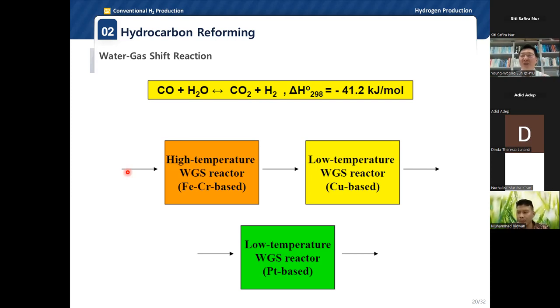So using the high temperature, we will change that CO into CO2 using the water gas shift reaction over iron-chrome based industrial type catalyst. And then after this HTS reactor, we will once again perform the low temperature shift reaction using the copper base. So copper is not useful for the high temperature, but iron and chrome are very stable at the high temperature. So we will use different catalyst materials for the HTS and LTS. Sometimes for the LTS reactor, platinum-based catalyst materials have been used.